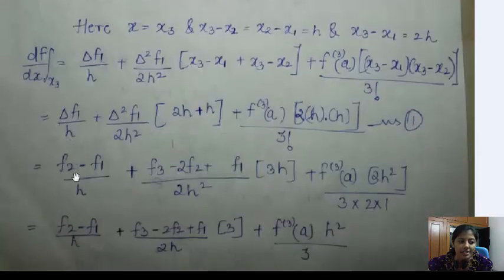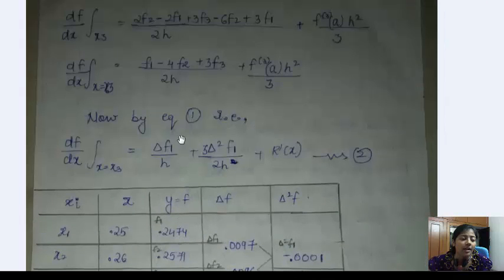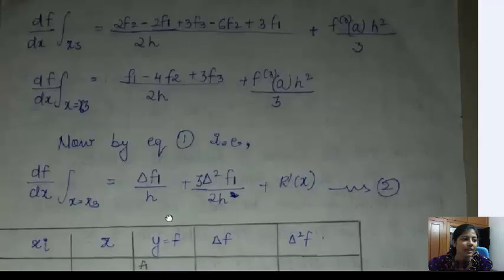Now the forward difference of f1 is equal to (f2 minus f1) upon h. Second forward difference is (f3 minus 2f2 plus f1) upon 2h square into 3h plus the relative error here. Then on solving this further, we'll cancel out this h, we'll be left with 3 here and 2h here, and the relative error. Here also we have 2h and h, so we have 2h square, and finally this f triple dash of a h square by 3. Proceeding further, when we solve it, we'll get 2f2 minus 2f1 plus 3f3 minus 6f2 plus 3f1 upon 2h, and when we sum it, we'll get (f1 minus 4f2 plus 3f3) upon 2h and the relative error.